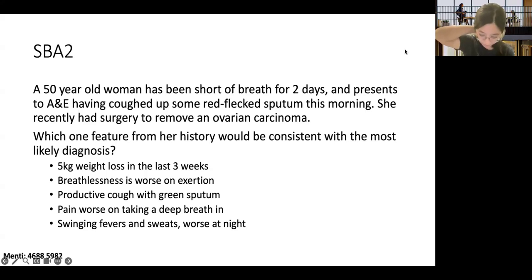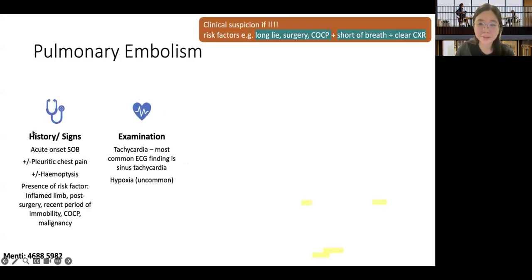Okay, so the majority is correct. It's a pain that's worse on taking a deep breath in. Some people have mentioned the weight loss. So it's not actually related to her cancer becoming worse, but it's actually because the surgery predisposes her to having a pulmonary embolism, which is what we're going to talk about now.